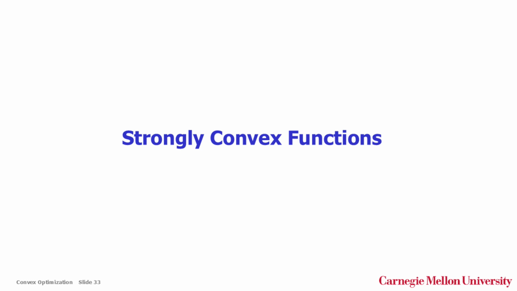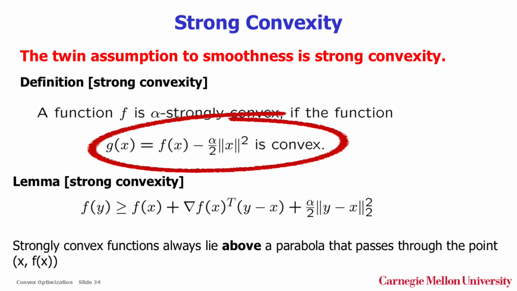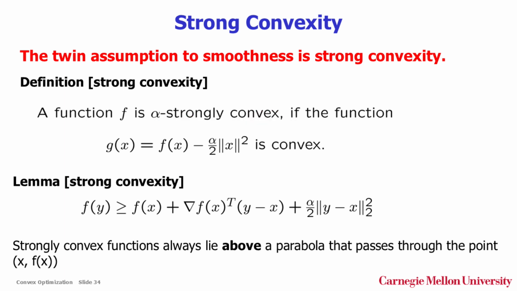As a final class of functions, let's define the class of strongly convex functions. We say that the function f is alpha strongly convex if this function g(x), which is defined as f of x minus alpha half times the squared norm of x, is convex. In other words, we have a function f, and even if we remove alpha half times the squared norm of x, the remaining function is still convex.